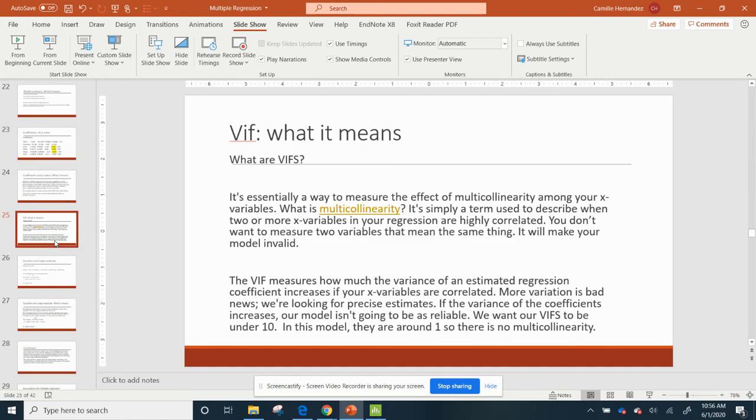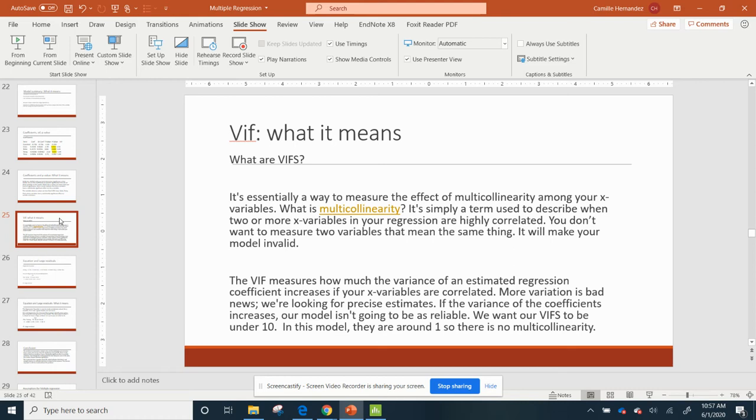Okay. So another thing we need to look at are the VIFs, and what does VIF mean? Basically, it's a way to measure the effect of multicollinearity among your X variables. Multicollinearity is a simple term to describe when two or more of your X variables in the regression model are highly correlated. So think about this. If I made a regression model for JHC students and I included birth year and age, those are going to be highly correlated because basically it's the same thing. So you can't do that.